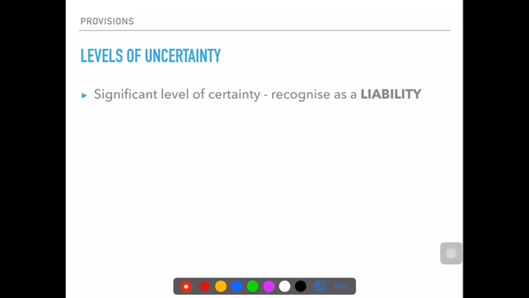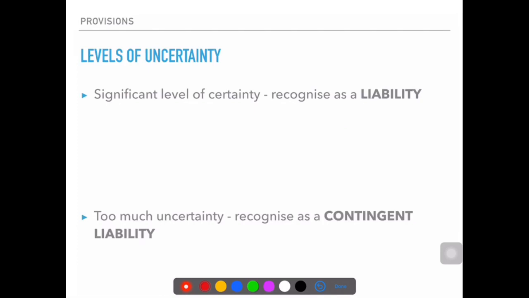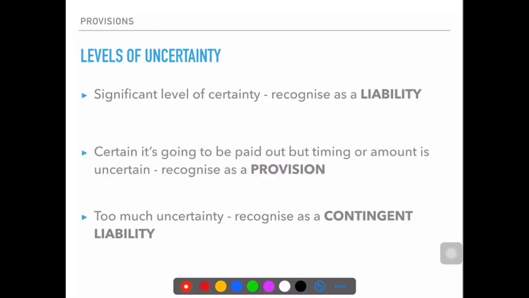If there are significant levels of certainty, where we know the timing and the amount to be paid, it will be classified as liability. If there is too much uncertainty, it will be classified as a contingent liability. I have a video about contingent liability, so if you're unsure about what it is, you can go check it out. So provisions is basically in the middle of the two, where the timing or the amount of when the obligation is to be paid is uncertain.